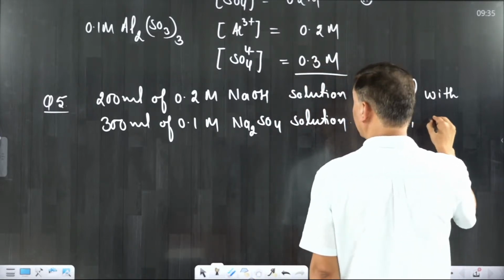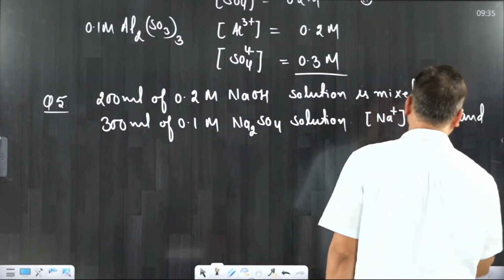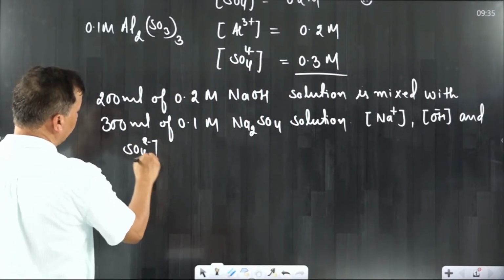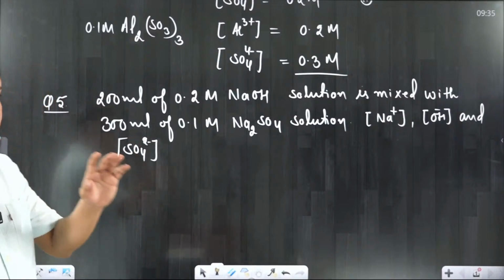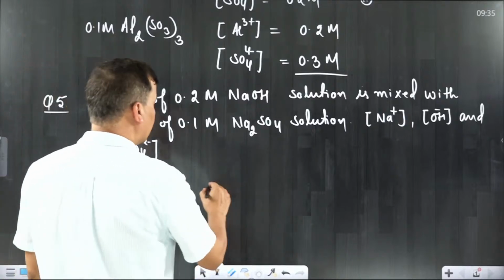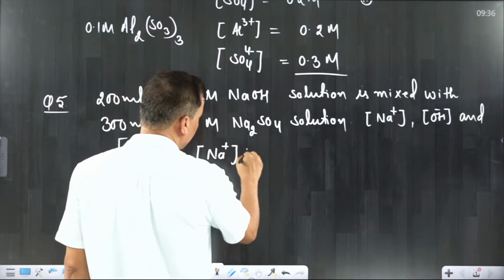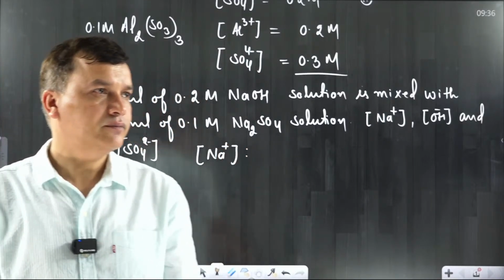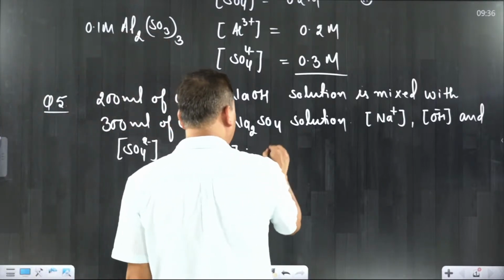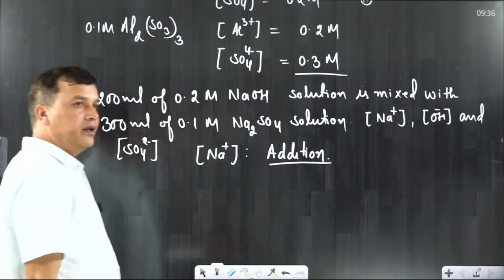What will be the molar concentration of Na positive ion in the final solution? What will be the molar concentration of OH negative in the final solution? And what will be the molar concentration of SO4 2 negative in the final solution? Now you respond. Just tell me where there will be addition or dilution. What about the sodium positive? For the sodium positive, it will be addition.